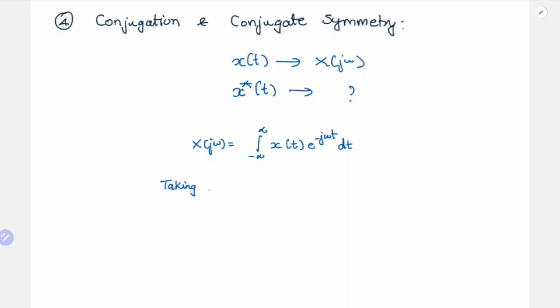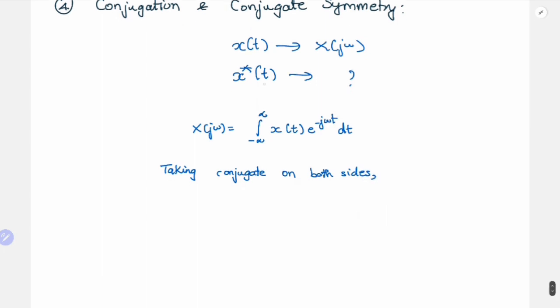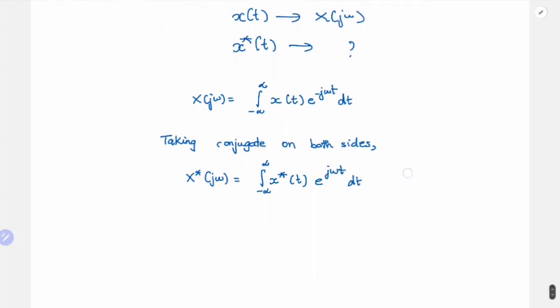Taking conjugate on both sides, what do we have? Our goal is to find x star of t, so we want to modify this to x star of t. So we are taking conjugate. We have x star of j omega is equal to integral from minus infinity to infinity x star of t, and this also will change. Conjugate of e power minus j omega t is e power j omega t. And t and dt are real variables, so their conjugate will be the same.